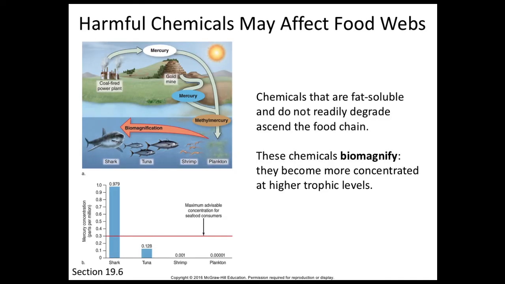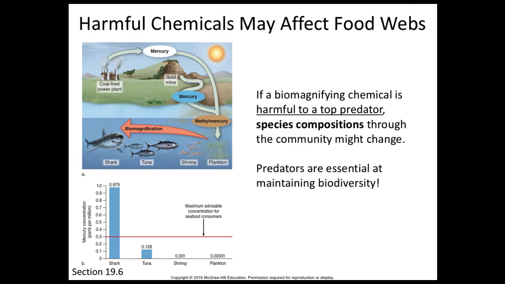Harmful chemicals may affect food webs on our planet. Chemicals that are fat-soluble and do not readily degrade can quickly ascend a given food chain. We say that these chemicals biomagnify, which is to say they become more concentrated at the higher trophic levels. If a biomagnifying chemical is harmful to a top predator, species compositions through the community might change over time. Therefore, predators are absolutely essential at maintaining biodiversity.